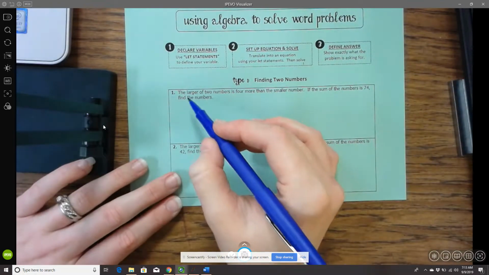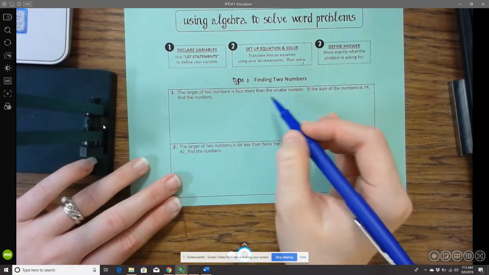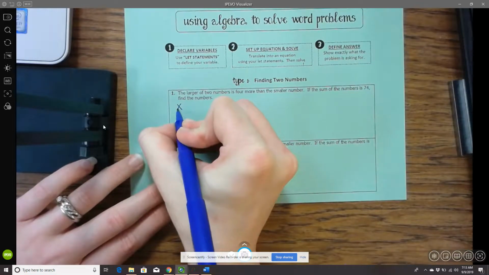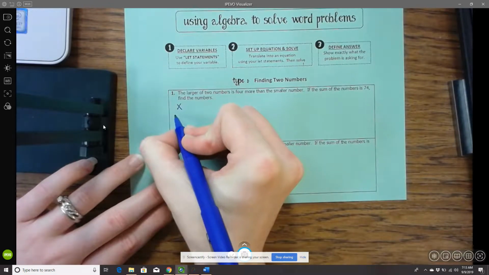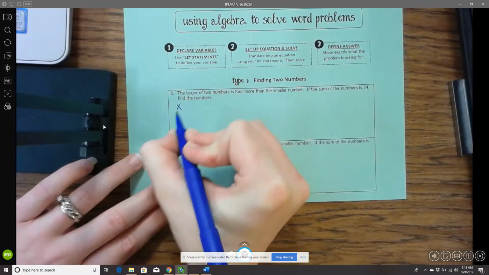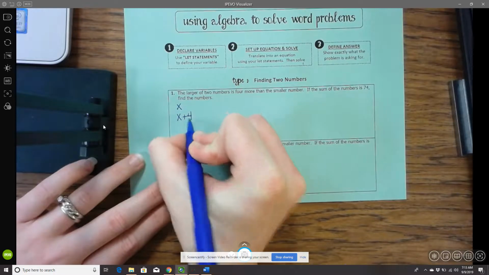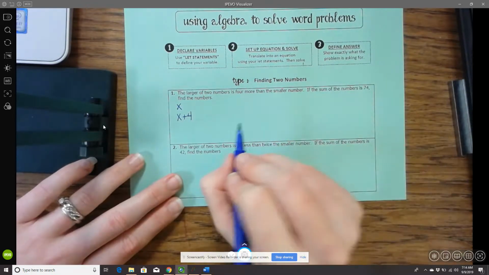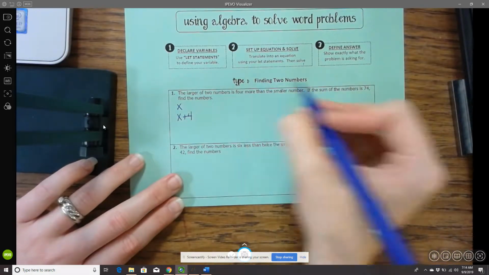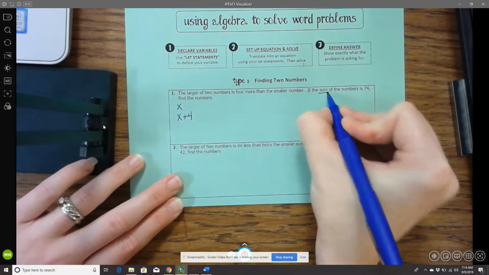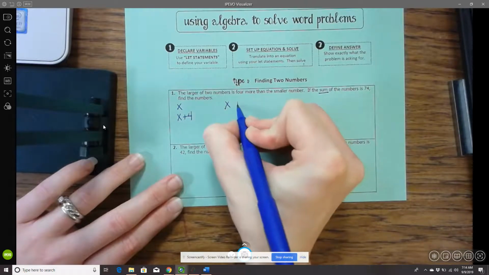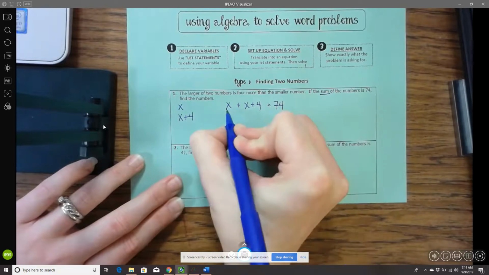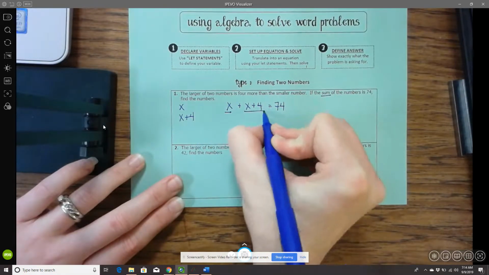So the first one here says the larger of two numbers is 4 more than the smaller number. So I've got a smaller number, and then I've got a larger number, and I know that larger number is going to be 4 more than my original number. So it would be x plus 4. And then the second question here says if the sum of the numbers is 74, find the numbers. So again, sum means add, so I would do x plus x plus 4 equals 74. So this is my first number, this is my second number.